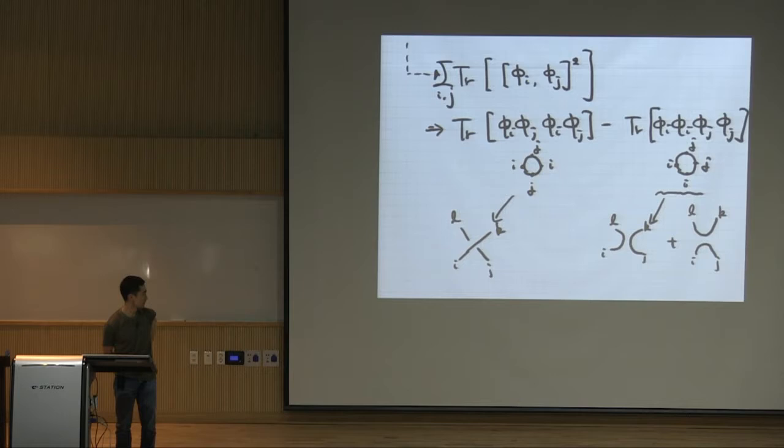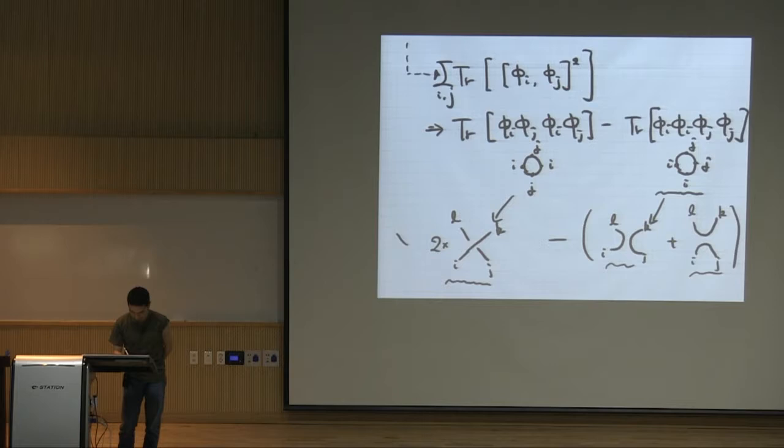And in particular, it comes with a factor of 2 as compared to these guys, because the second term basically gives you this and this, while for the first term, there are two different ways of contraction, but both of them give you this contraction. And of course, we need to remember that there is a minus sign. So actually, everything is proportional. I'm just talking about relative magnitude.